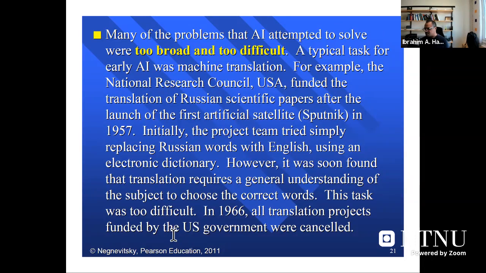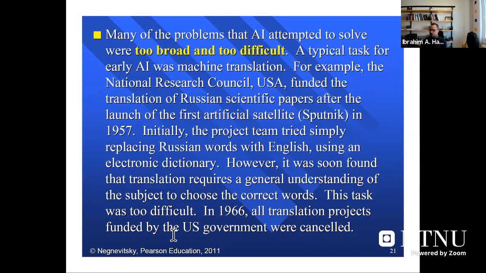So many of the problems that AI tried to solve were too broad and too difficult. People tried to build a system, for example, for medical diagnosis. It's a very complex problem and it needs huge experience. So in this case, you will fail, right? You don't have enough resources for solving such a problem. But, as I told you, we can divide it into small problems and build a system for each well-defined problem.